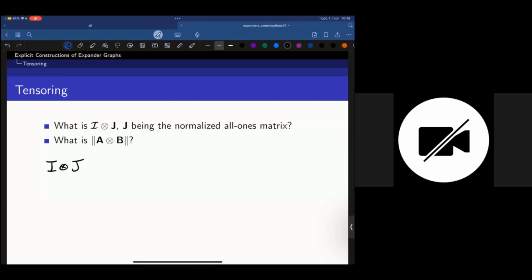So what happens? What's the meaning of this operator, I tensor J? J is the normalized all ones vector. If this is n1 dimensional and this is n2 dimensional, then J is 1 over n2 times all ones, like the clique with no self loops, or the uniform distribution. So what's going on here? What's going to happen?